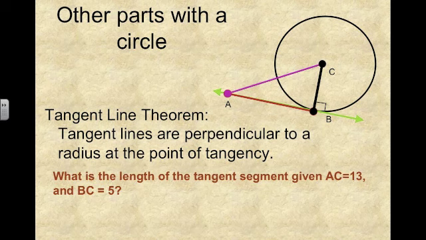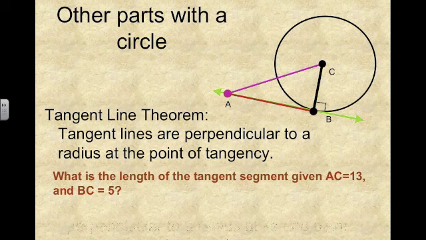So something squared plus 5 squared has to equal 13 squared. Hey, go back to our triples. Sorry, AB must be 12, because 5, 12, and 13 is a triple. But that's the type of problem you're going to see with this.